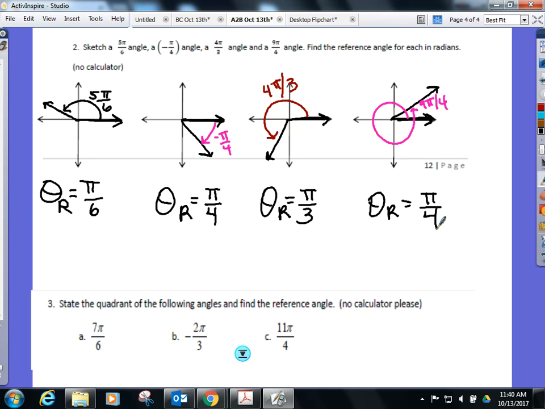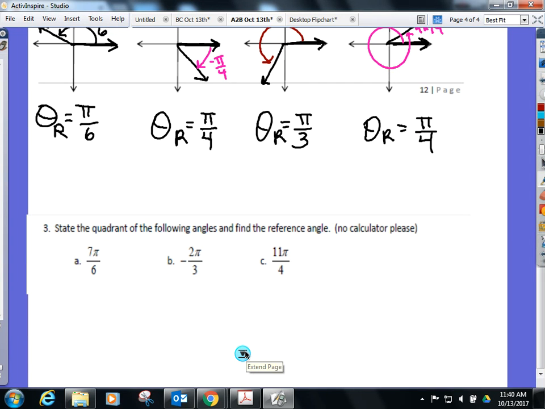You guys got A, B, and C on your own right now. No sketches needed. Just tell me the quadrant it's in, and the reference angle. Should take you about 2 minutes now. Don't use your reference sheet. You can use your calculator to multiply, obviously, but no reference sheet.